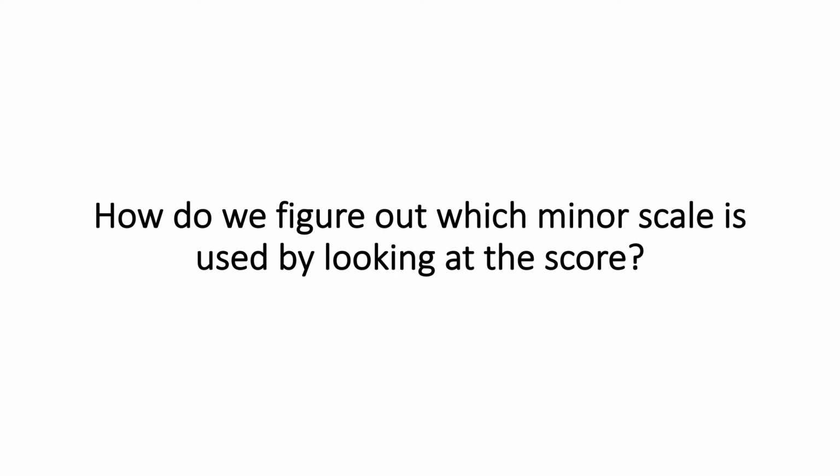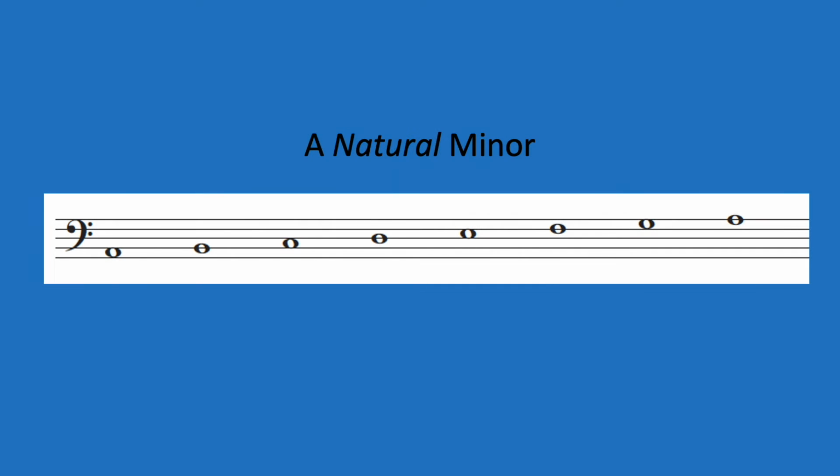So, determining minor in context, or a better way to say it is, how do we figure out which minor scale is used by looking at the score? Let's start with the first minor, which is A natural minor. Now I know this is A natural minor because there are no sharps or flats. So if it's not in the relative major, C major, it has to be in the relative minor, which is A natural minor. There's no alterations, so it's definitely natural.